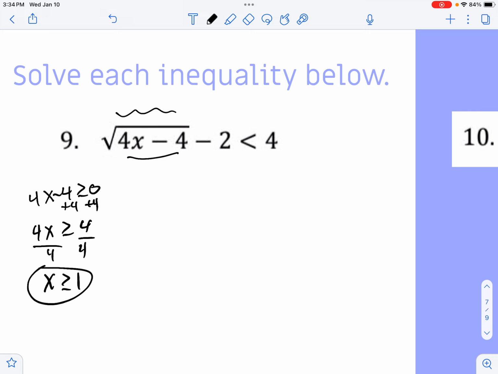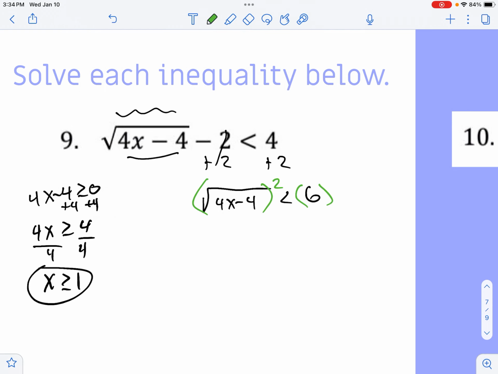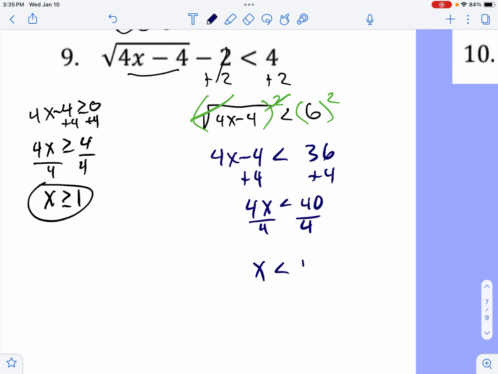So isolate this. So we're going to add 2. And I get the square root of 4x minus 4 is less than 6. These cancel out. Okay, the square root is isolated, so I can go ahead and square both sides so I can actually solve this equation because I got to get my variable out of that radical. The square cancels out the square root. And I get 4x minus 4 is less than, in this case, 36. Add 4. 4x is less than, what do we got, 40. Divide by 4. X is less than 10.